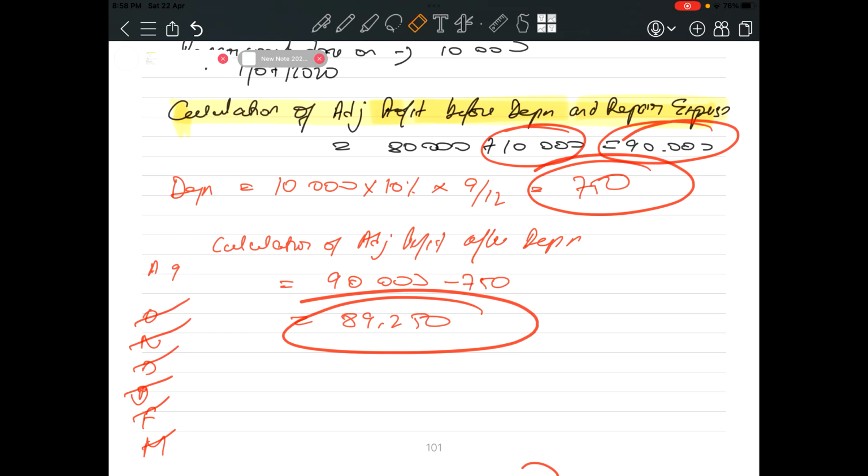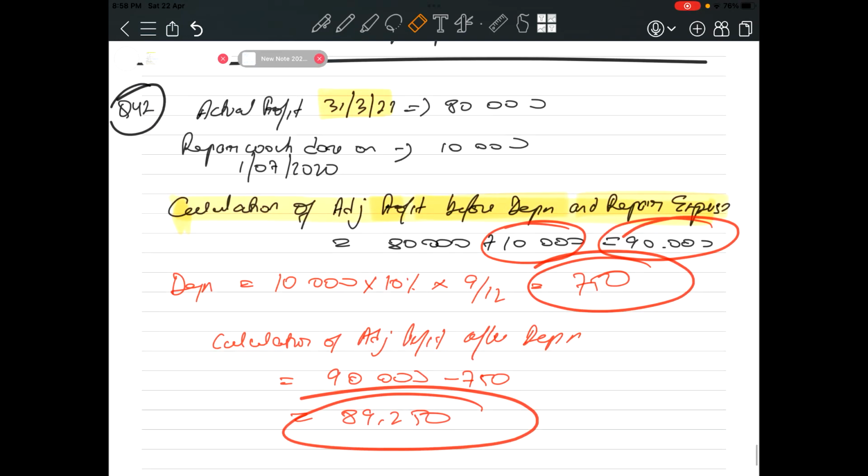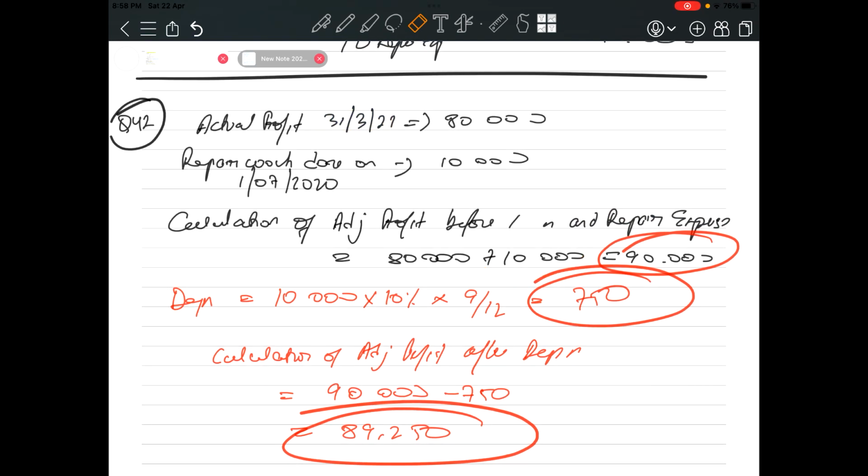I hope you have understood this with proper clarity. If you have a problem, you watch it 2 times, 3 times, and you will eventually understand it. Students used to be confused with this capitalization and revenue nature, capital nature.